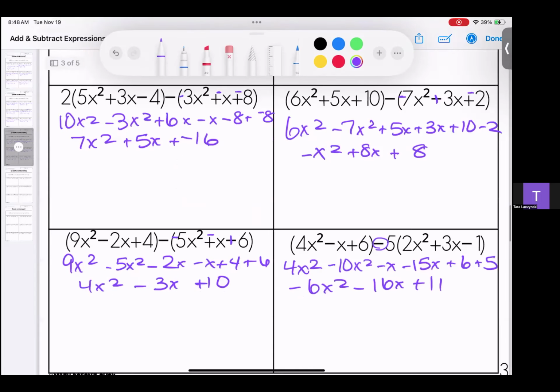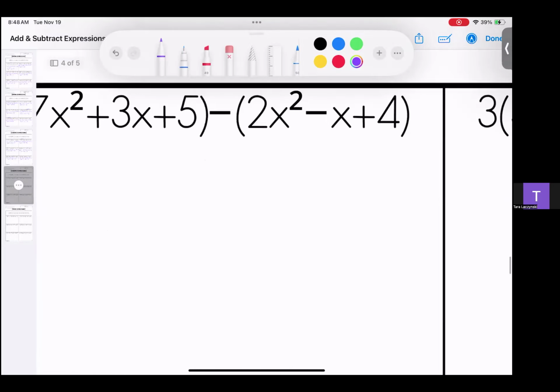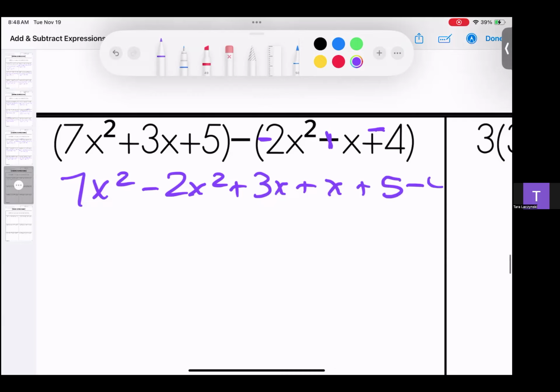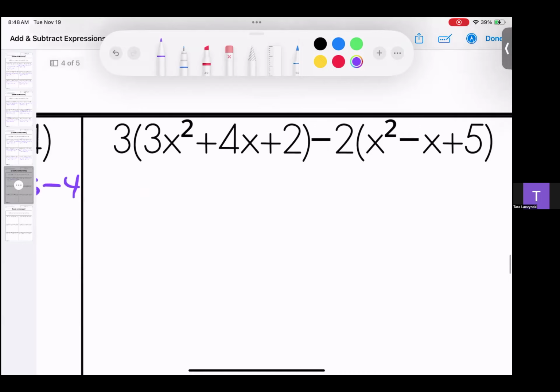Questions on page 3, as always, bring them with you. Same thing down here. Distribute that sign. 7x squared, 2x, 3x, x, 5, negative 4. 7 minus 2 is 5x squared. 3x plus x is 4x. And then that leaves us with 1.